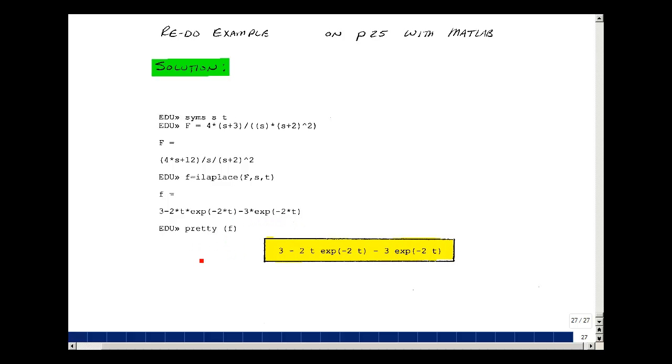Again, using the pretty command cleans it up a little bit here. I got 3 minus 2t times e to the minus 2t minus 3e to the minus 2t. And this agrees with the results we had on page 25. These are some examples of using MATLAB to find inverse Laplace transforms.